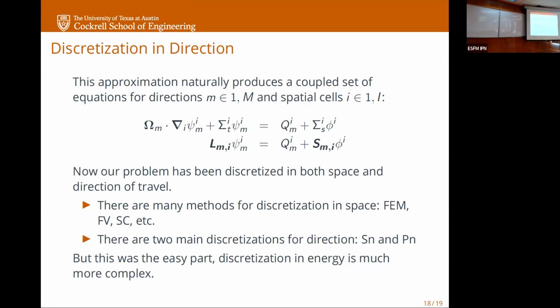But the reality is the space and direction are a relatively easy part. Conceptually, we break our problem up into some regions. We say the material properties are constant in each region. We break our direction up into a number of individual directions. We give each direction a weighting function, and we have that set of problems that we can solve. There's entire research fields on how you choose the directions.